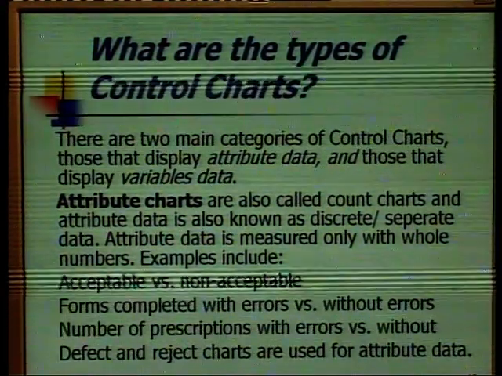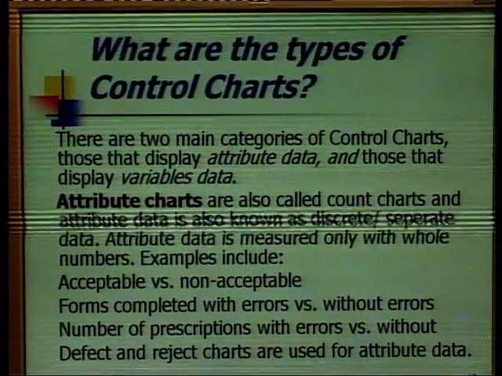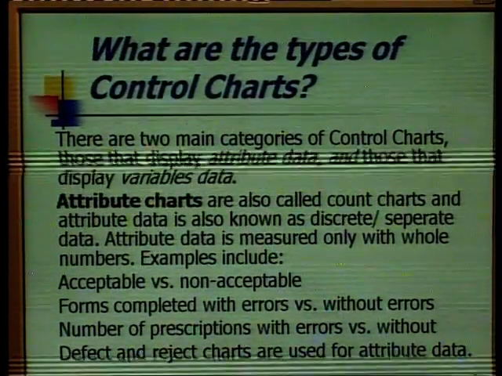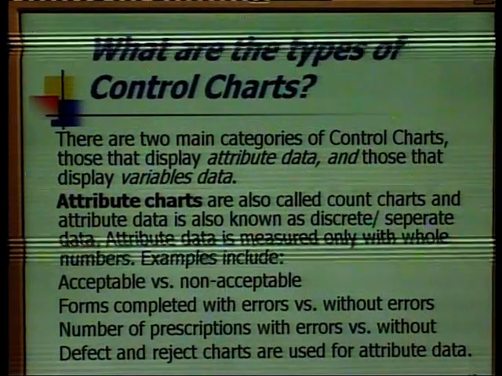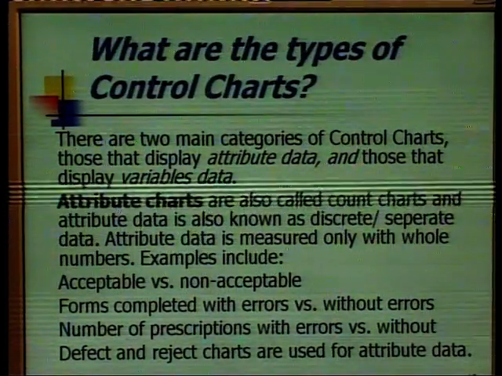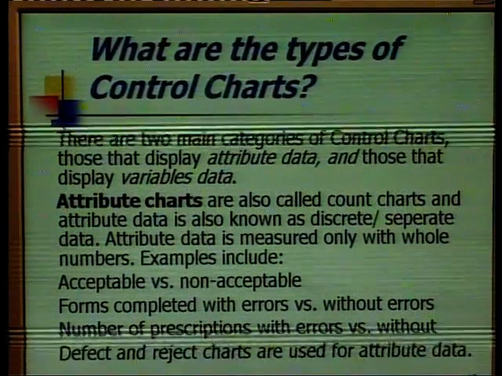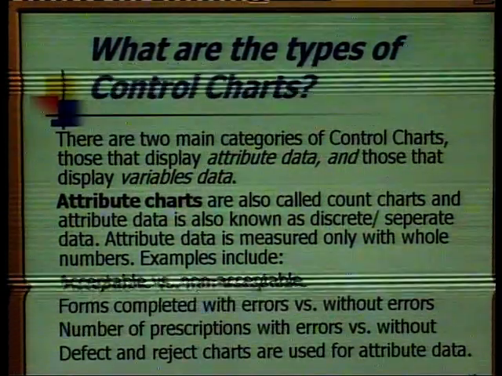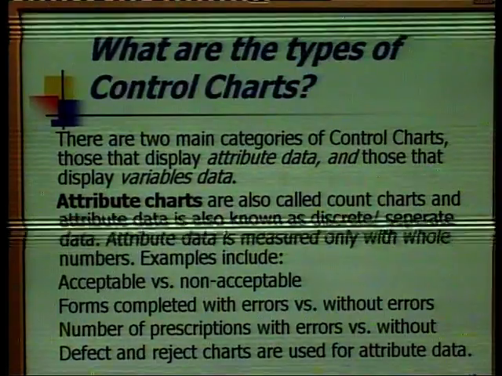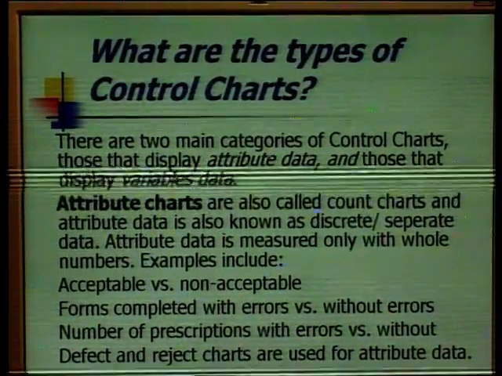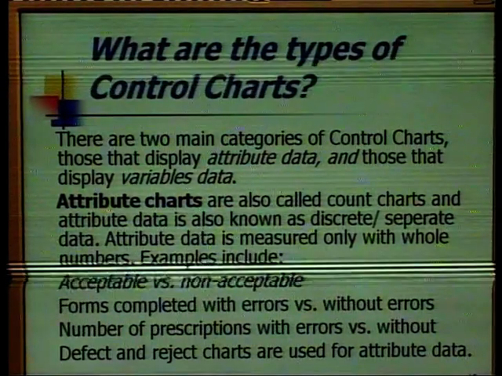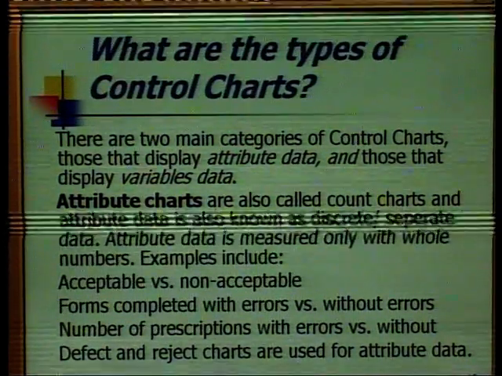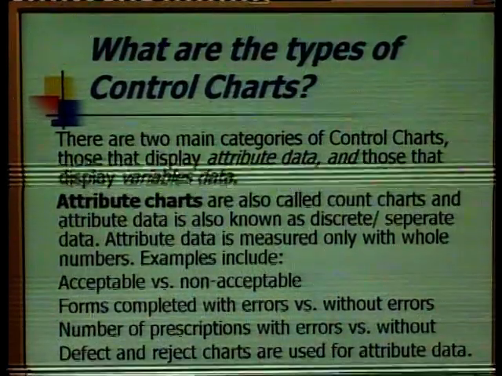An example of this is acceptable versus non-acceptable, whether the data is acceptable or not, forms completed with errors versus without errors, and number of prescriptions or observations with errors versus without errors. The charts which are used for attribute data are the defect charts and reject charts. We will discuss these charts one by one later on.